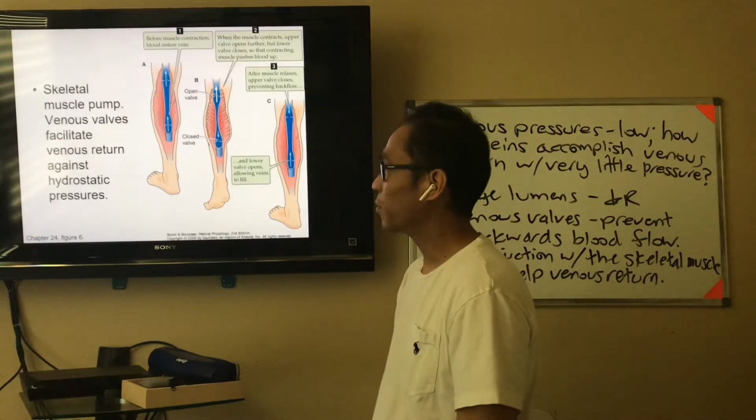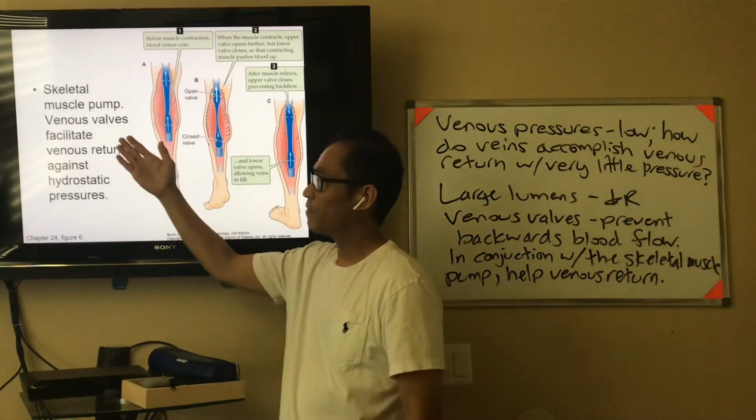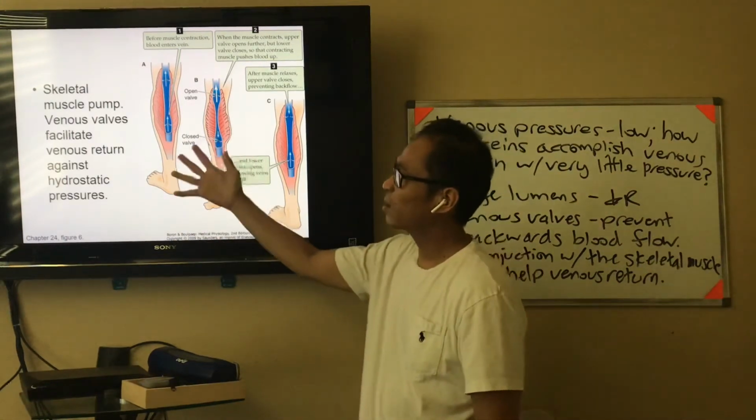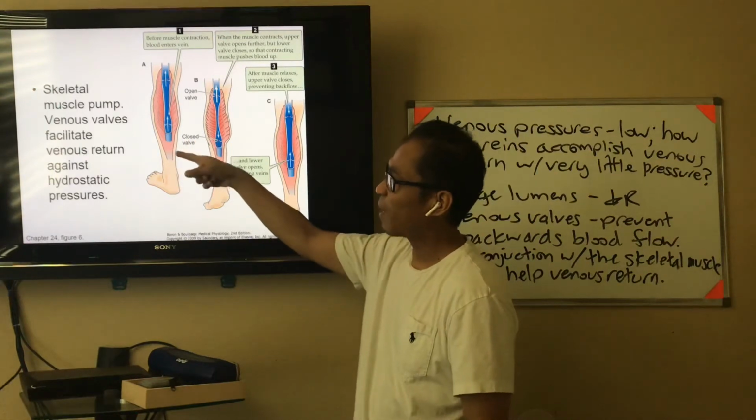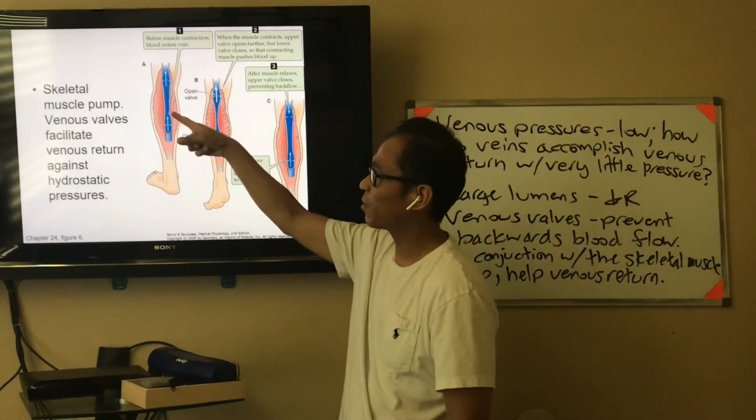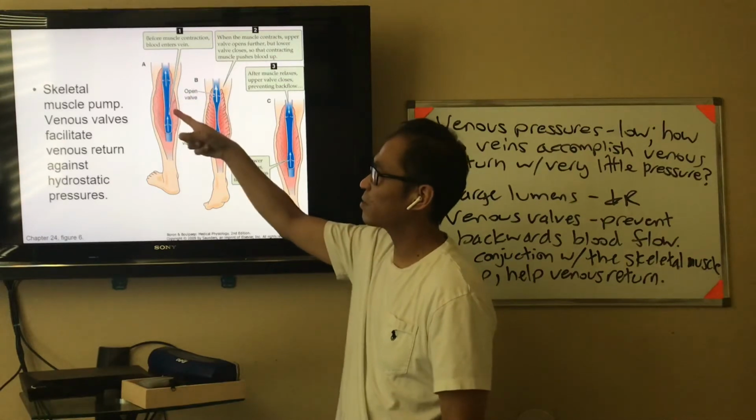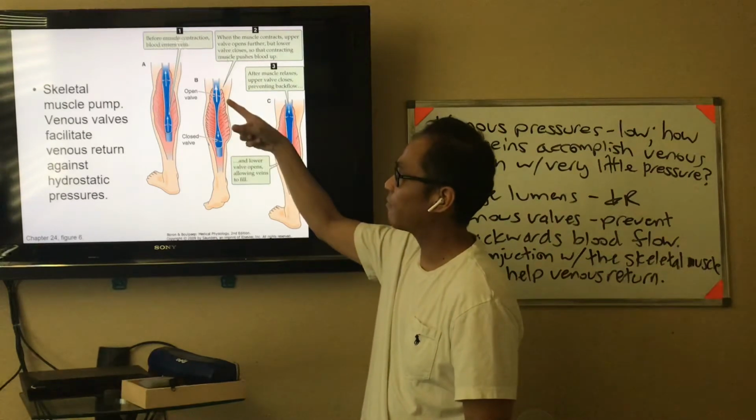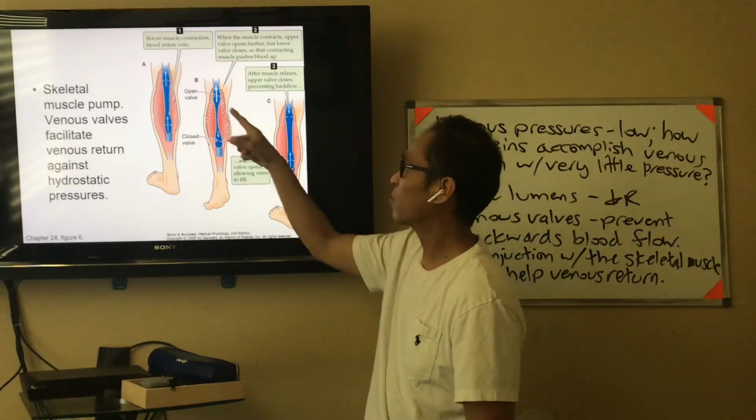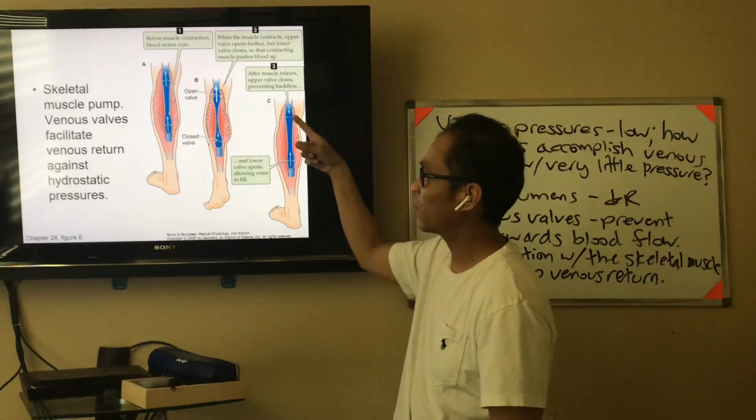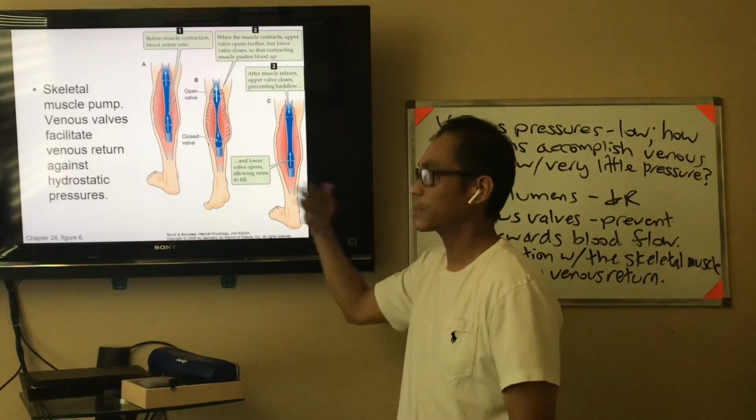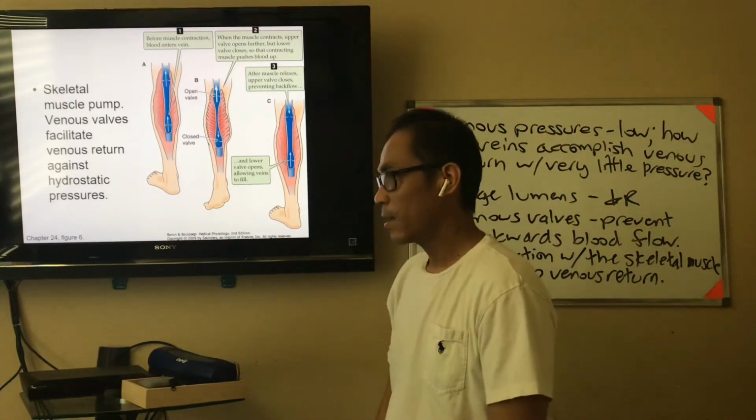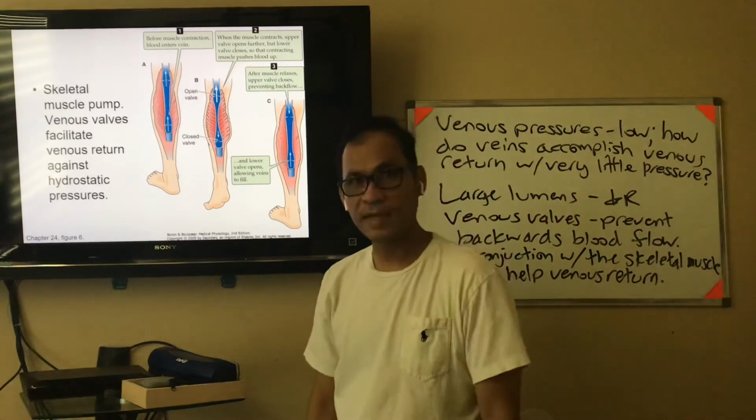Here's another slide showing you the skeletal muscle pump with the venous valves. It facilitates venous return against hydrostatic pressures. So in here, when the muscles relax, you allow blood to enter this center chamber here, this part of the blood vessel. And then when the muscle contracts, you close one valve at the bottom, open the top valve to help the venous return. When the muscle relaxes again, you repeat. You close the top valve, open the bottom valve, let more blood in. It's kind of like its own little cardiac cycle, except it's a vein. So this is why the skeletal muscle pump and the venous valves work together.